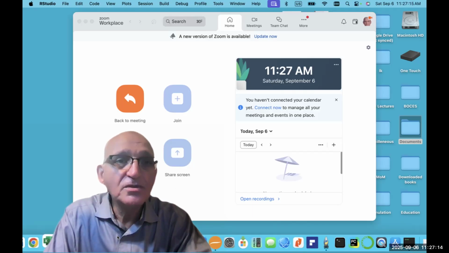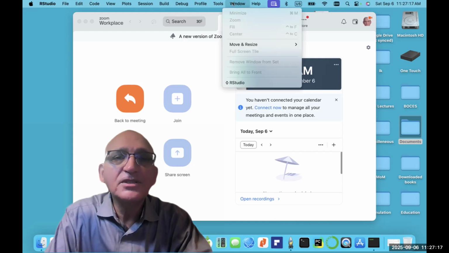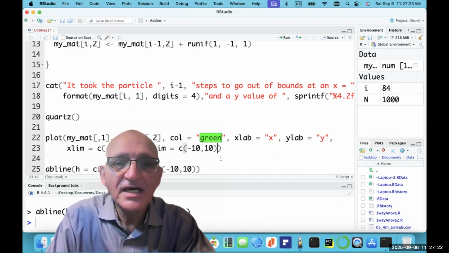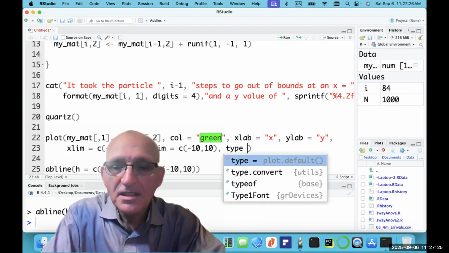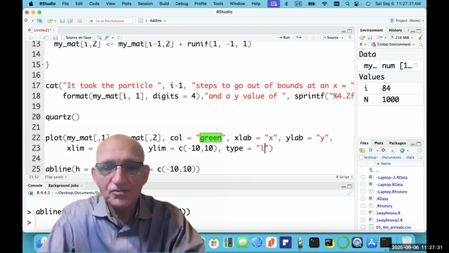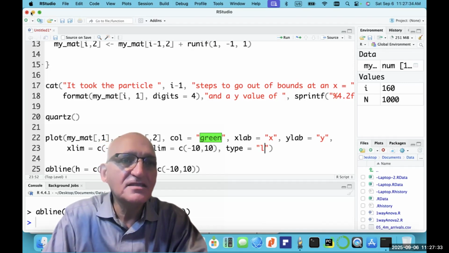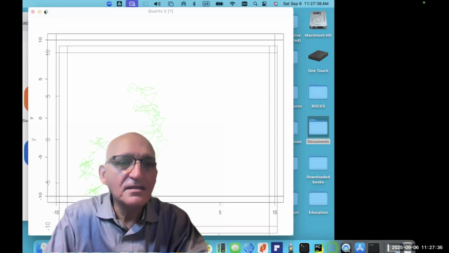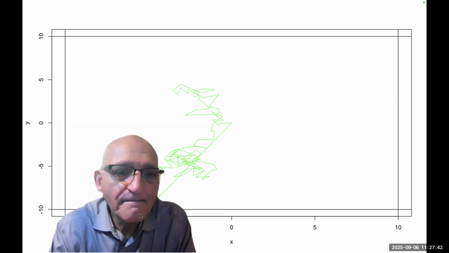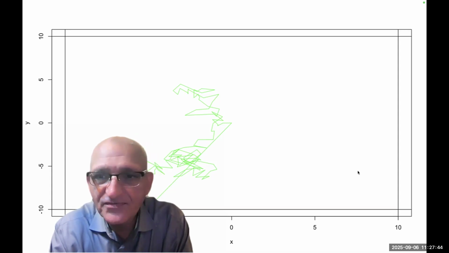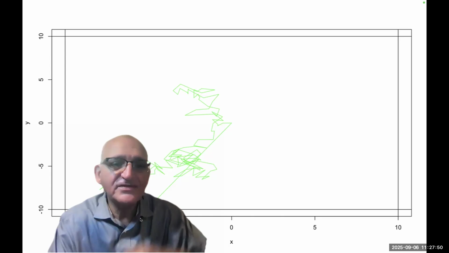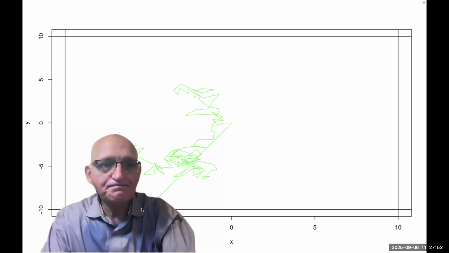We didn't show. Let me get the window again. I did everything and I forgot to say type equals l. I want lines, not dots like it showed me. So hopefully this would work. Okay, I can enlarge, and you can see that we stepped out at this point in the Y. The X was fine, but we started at the origin and kept moving up and down, right and left, and then eventually it went out.